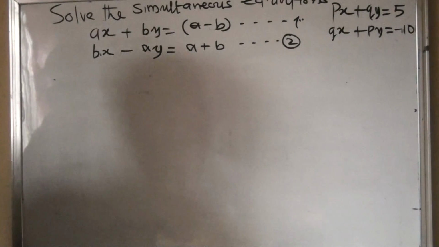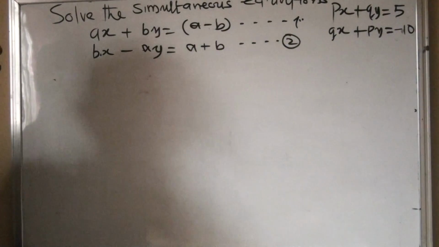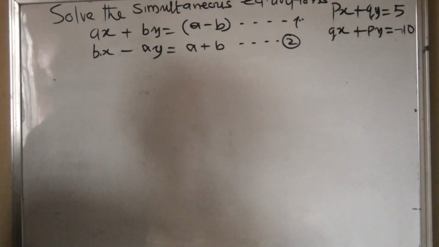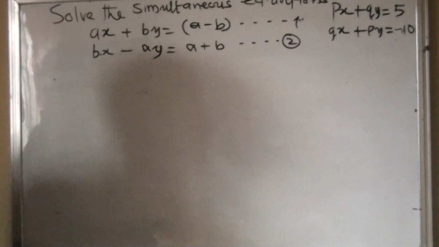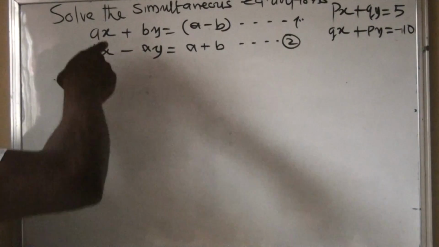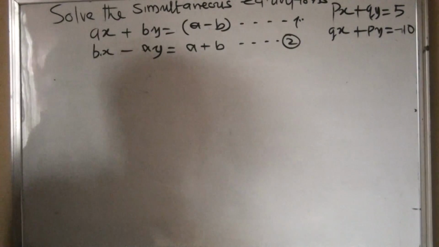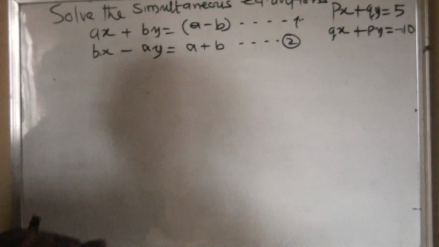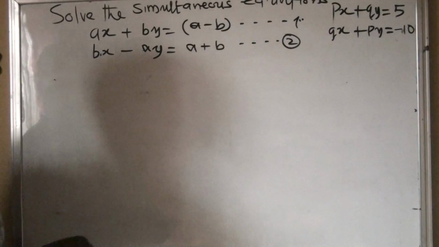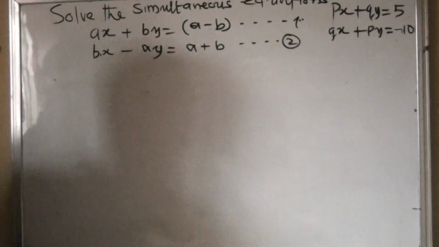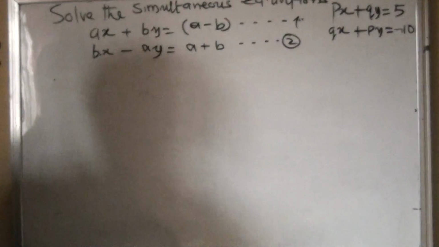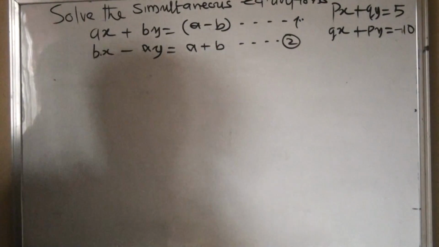This question before us, first of all, we use the elimination method. And here, we will try and eliminate y. First and foremost, this is x. So what we are solving for is x and y. Those are the two unknowns in the equation. Now, if we are eliminating y, what we need to do is look at the coefficient of y in equation 1 as well as equation 2. So the coefficient of y in equation 1 is b, and that of y in equation 2 is a.